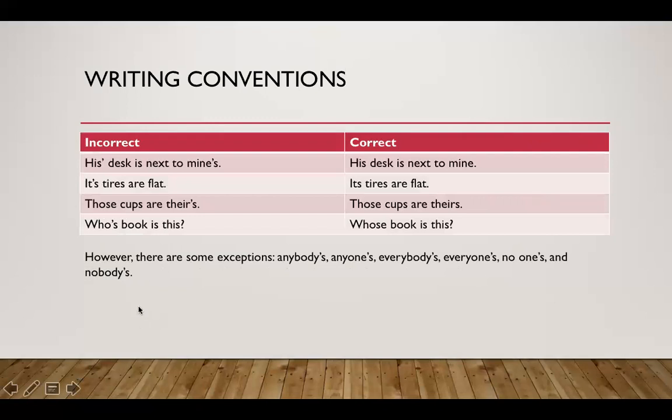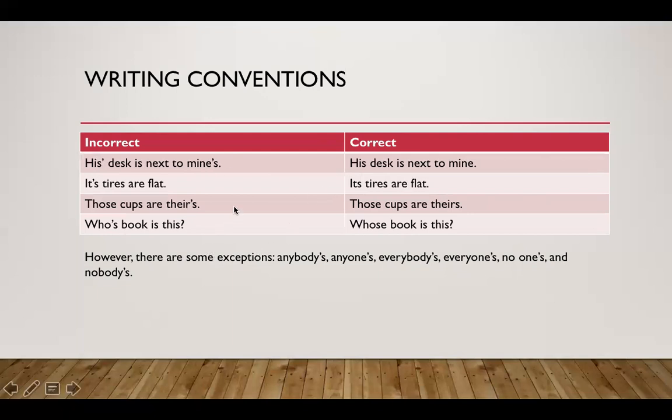So let's take a look at incorrect positioning of the apostrophe. His desk is next to mine's. Nope. The correct way to say this is his desk is next to mine. So you don't need apostrophes to show possession in this particular instance. His desk is next to mine.